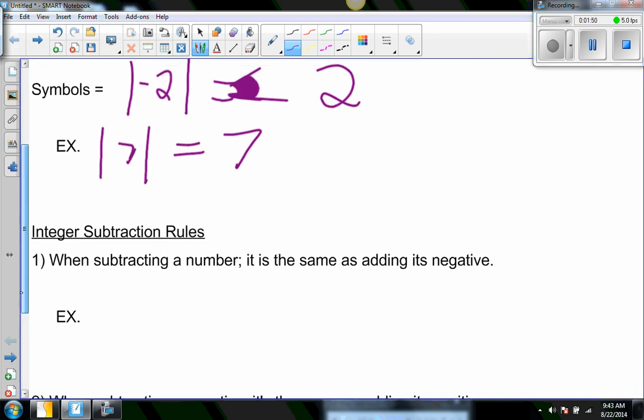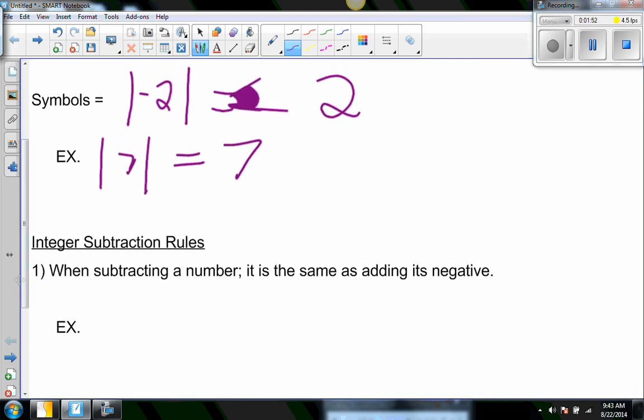So then we're going to get into integer subtraction rules. Yesterday we covered the addition of integers and what happens there when you try to add a positive and a negative or 2 negatives. Today we're going to do the subtracting ones. When you're subtracting a number, it is the same as adding its negative. What do I mean by that? Well, let me show you a couple examples here.